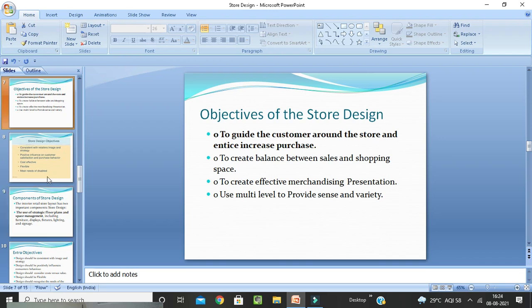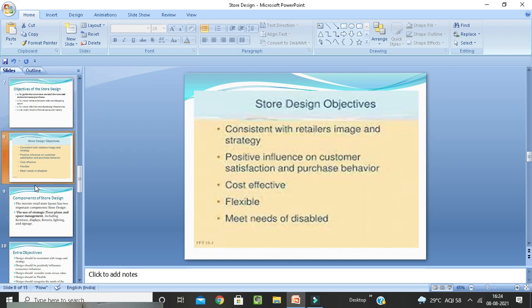Some more objectives are consistency with the retailer's image and strategy. That means the design should be in such a way that it is consistent with the image and strategy. To meet the first objective, the retail managers must define the target customer and then design a store that completes the customers' needs. The second one is positive influence on consumer satisfaction and purchase behavior. So the design should positively influence consumer behavior, and it should satisfy the customer.